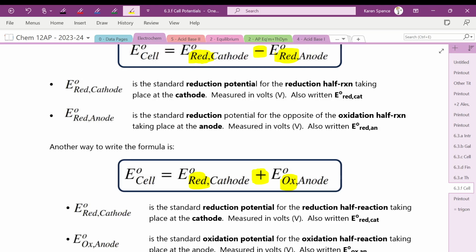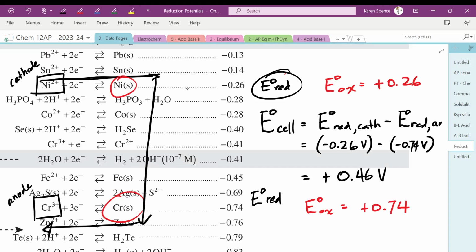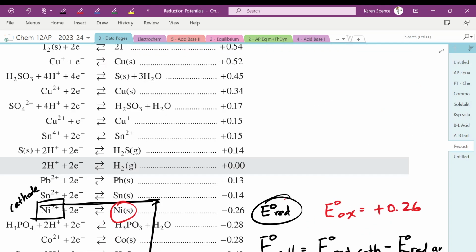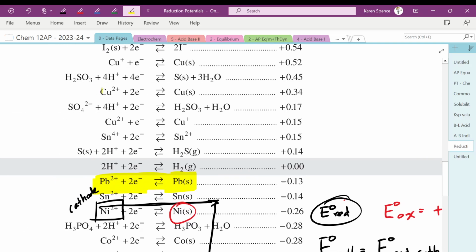I always like thinking what's actually happening. I have this reduction, so I'm going to write its reduction potential. I have this one, which is oxidation, so I'm going to write its oxidation potential. I'm just going to smash those two together, and there we go. So let's pick another one on our data pages. Let's do lead and copper.